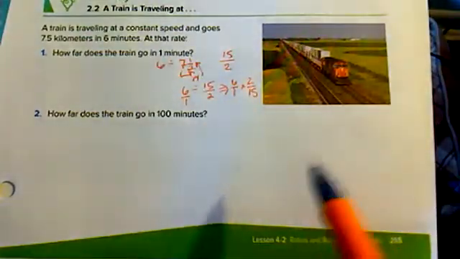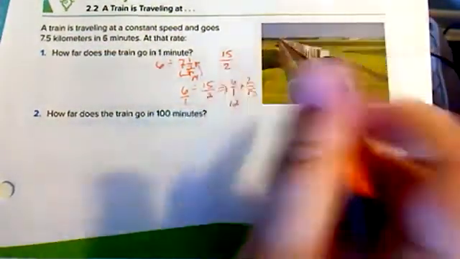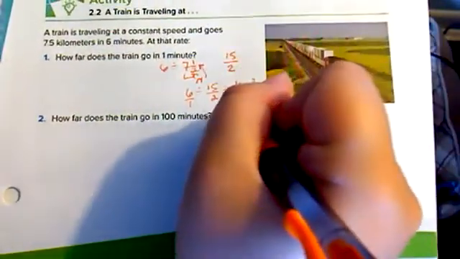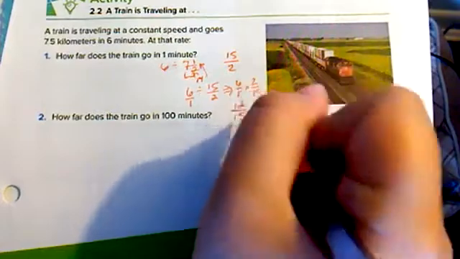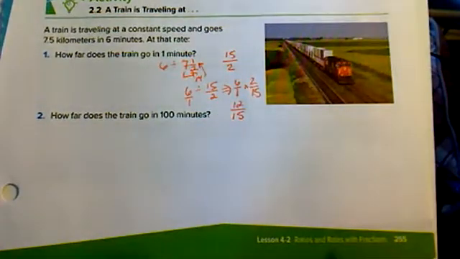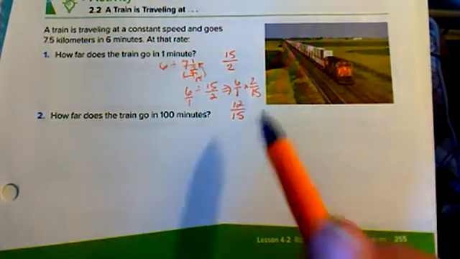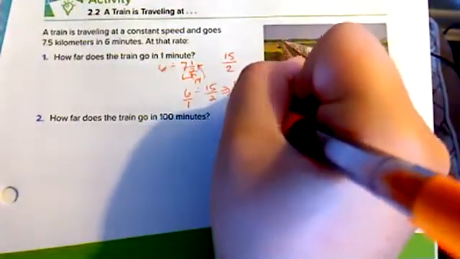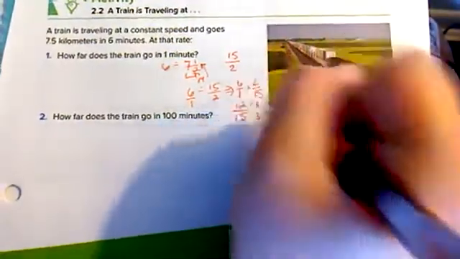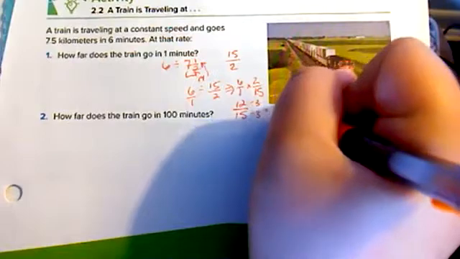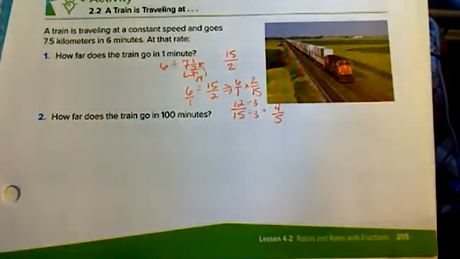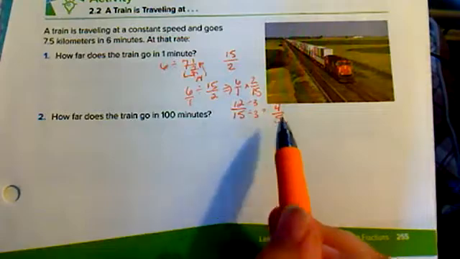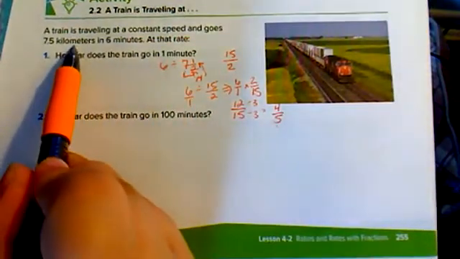6 times 2 is 12. 1 times 15 is 15. And we have 12/15, but we can simplify those. Those are both divisible by 3. If we divide the top by 3 and the bottom by 3, we will end up with 4/5. So how far does the train go in 1 minute? It goes 4/5 of a kilometer per minute.